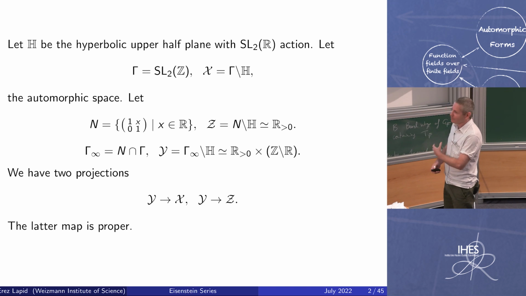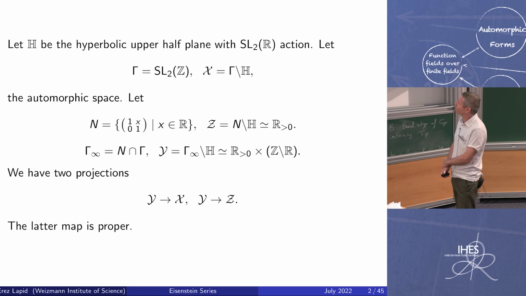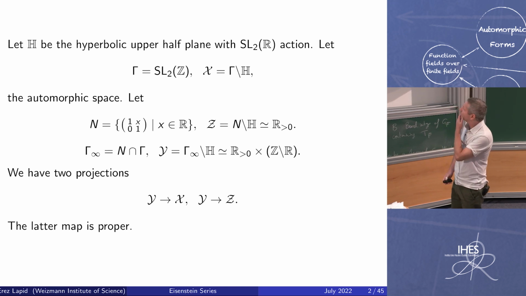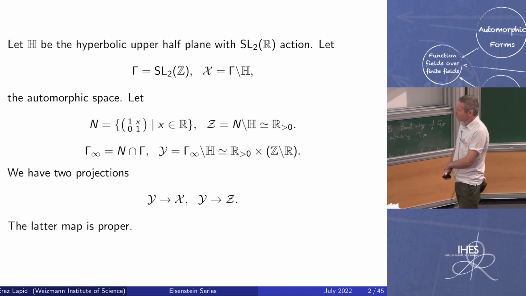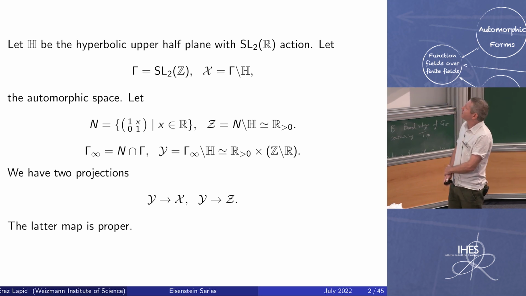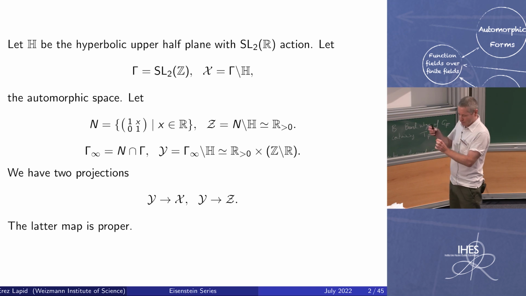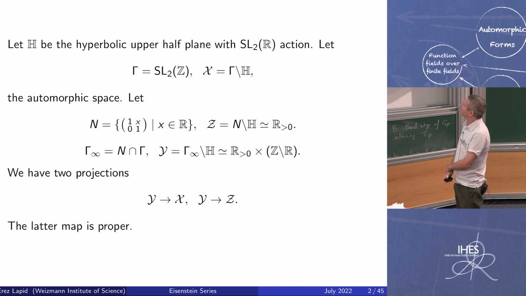And there are auxiliary important spaces closely related. One of them is H mod N, where N is the upper triangular matrices, which is just basically a line, but the measure is dy over y square. And then there is H mod gamma infinity, which I'll call Y, which is a cylinder, but again, the diameter is 1 over y at height y.